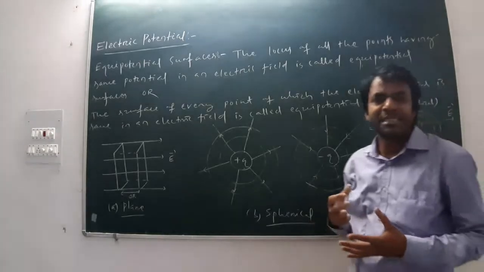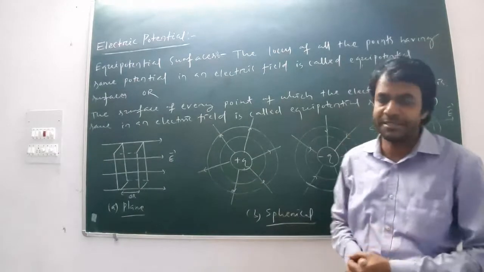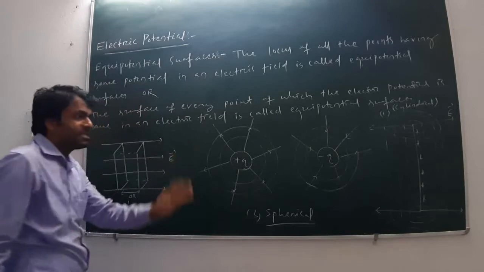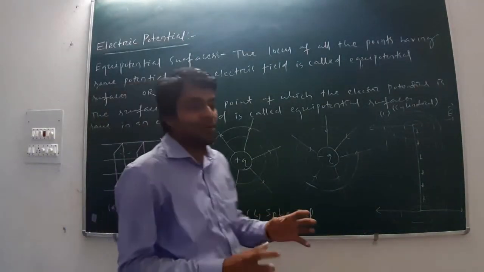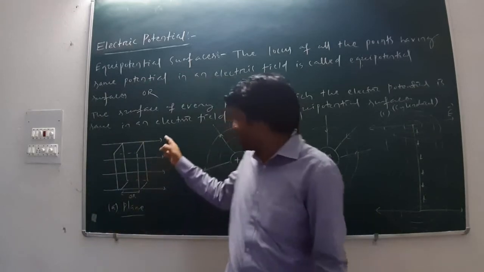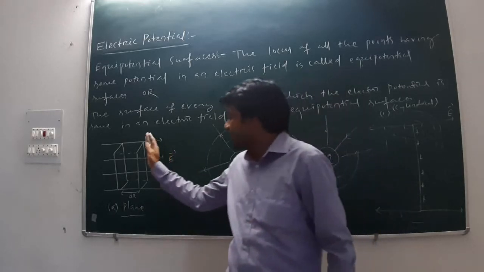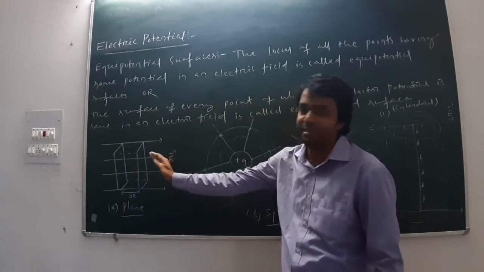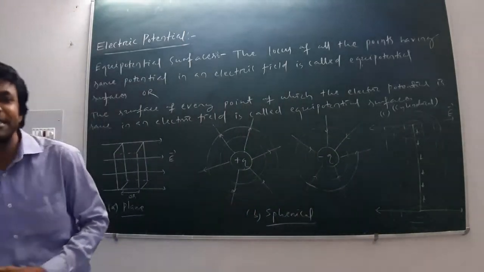The question is, what is an equipotential surface, and what are its types and properties? There are three basic types of equipotential surfaces. Here I have drawn a plane surface. A plane equipotential surface occurs for a uniform electric field. Here I have drawn the uniform electric field E vector. Then the equipotential surfaces are planar in shape. Therefore, this is known as the plane equipotential surface.